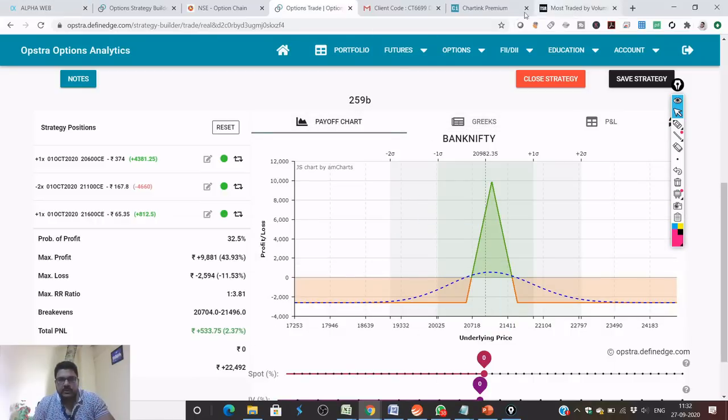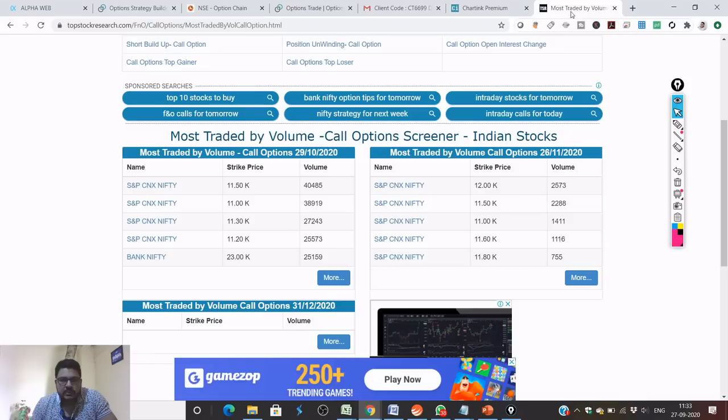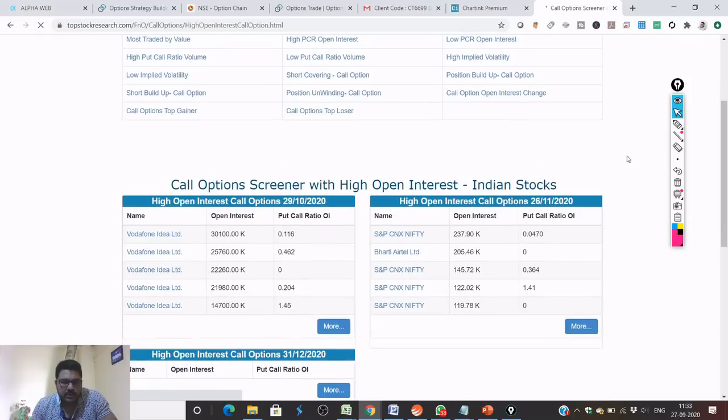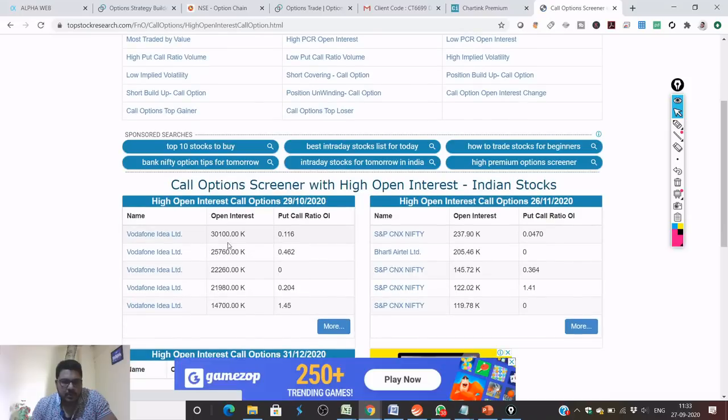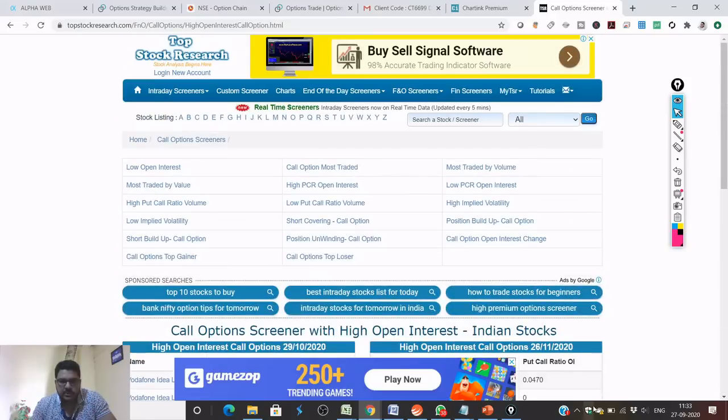Okay, so that's it for this week, guys. And do check out these good scanners, Charting being one of the screeners which you can use on a daily basis. And there's one more site called Top Stock Research. You have a lot of high open interest, low open interest kind of scanners available for free, which you can use. Vodafone India's open interest put call ratio is really high. Like this, you can scan for the stocks which you want to trade on a regular basis.